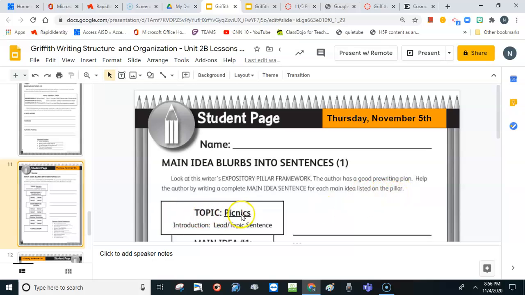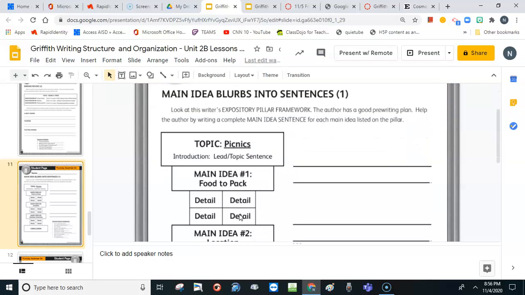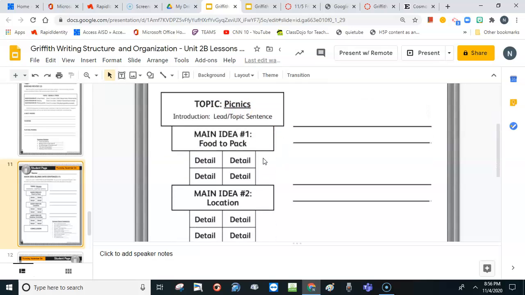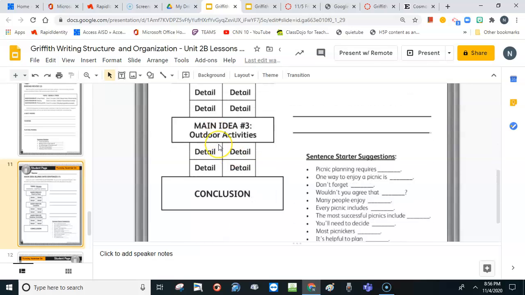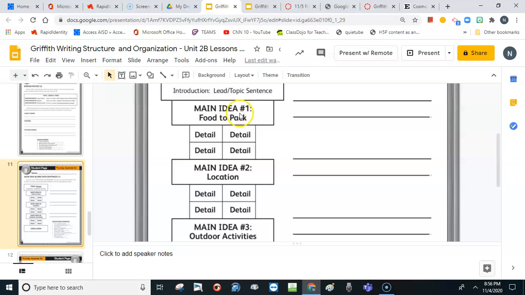So the topic is picnics. When we look at the expository pillar framework, we have the topic at the top, and then we need to develop a leading topic sentence, and we'll talk about that another time. But right now, this author, they planned their writing. This is just a plan, it's an outline, and they decided that they wanted to talk about the first main idea, which was food that they wanted to pack for a picnic, and then they're going to include 4 different details. So 4 different things that you have to remember to pack when you're going on a picnic.